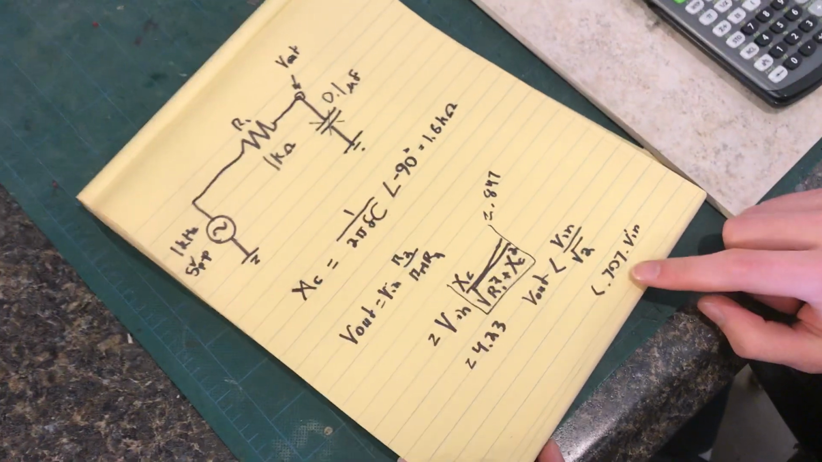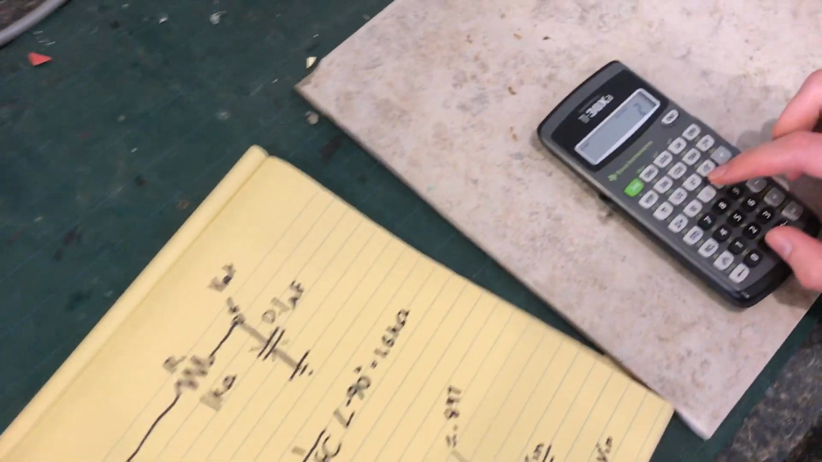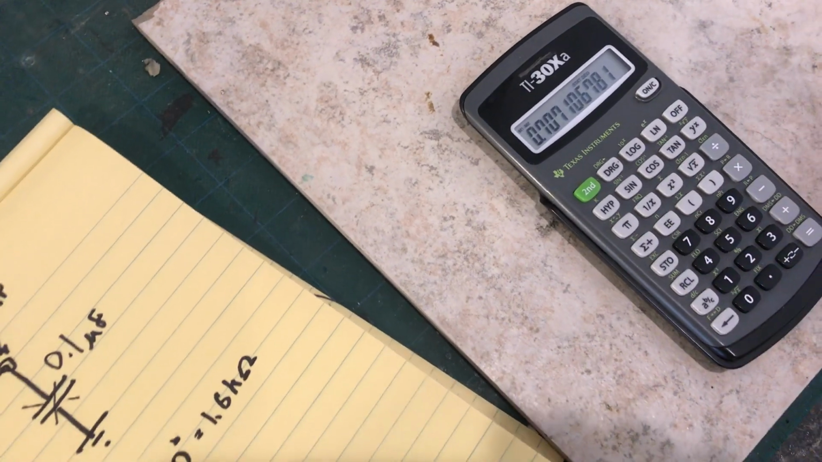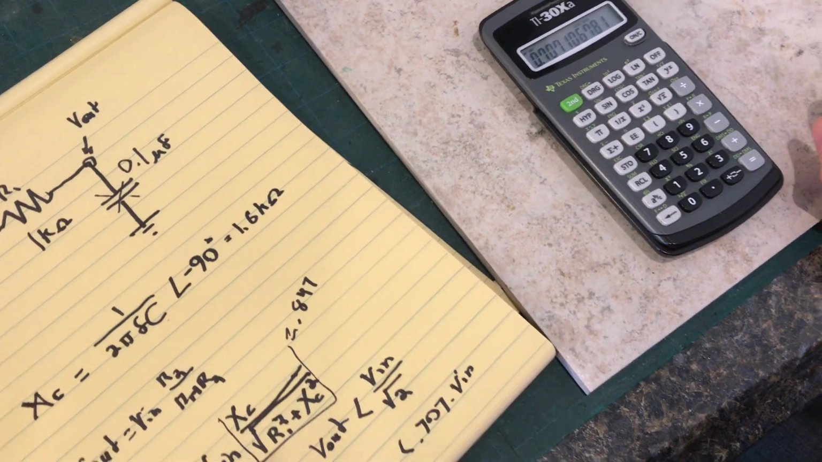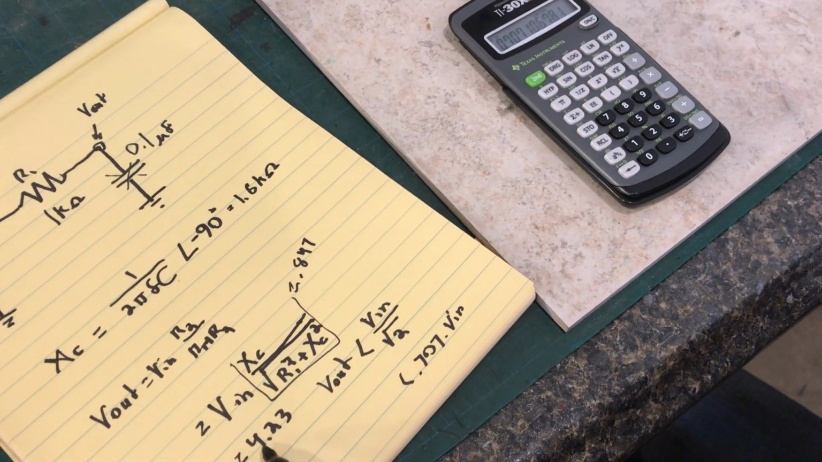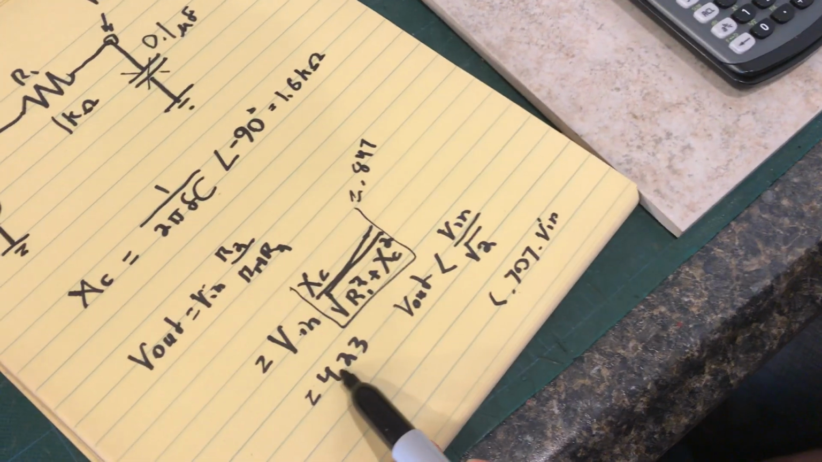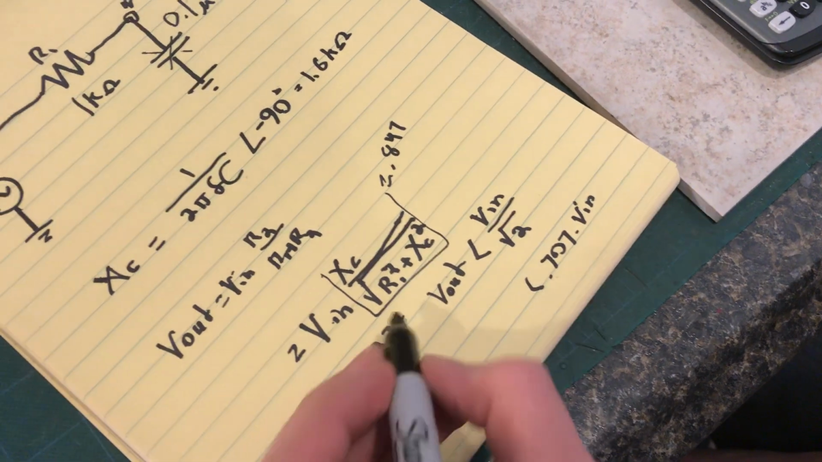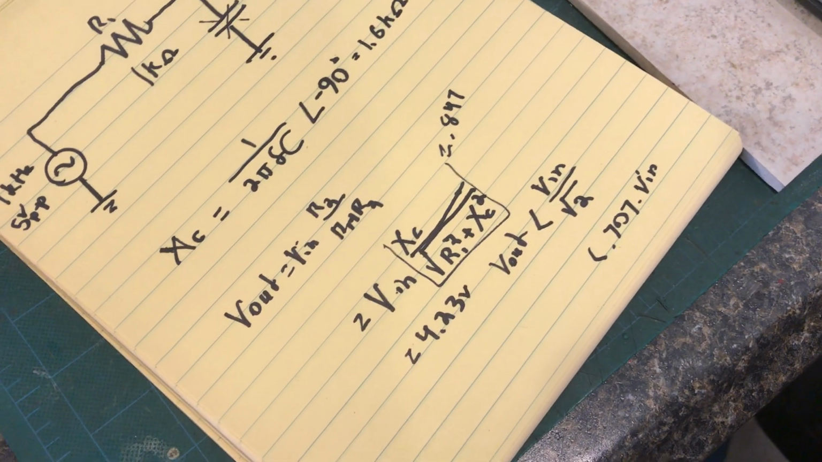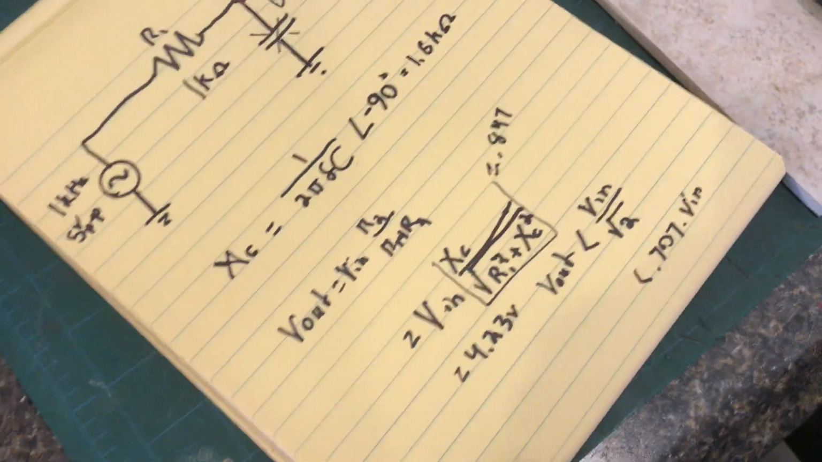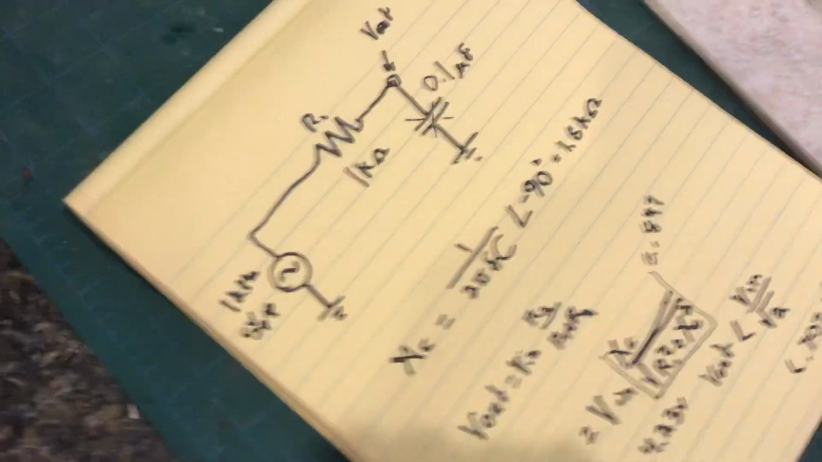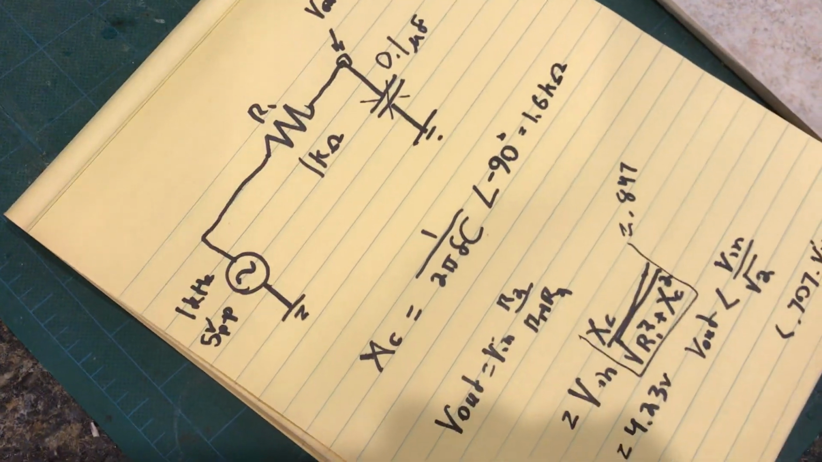So 0.707 is 1 over the square root of 2. And if we compare 0.707 with 0.847, we see that 4.23 volts from this circuit is actually above our cutoff, our corner. And so yes, the answer is this circuit will pass a 1 kilohertz signal.